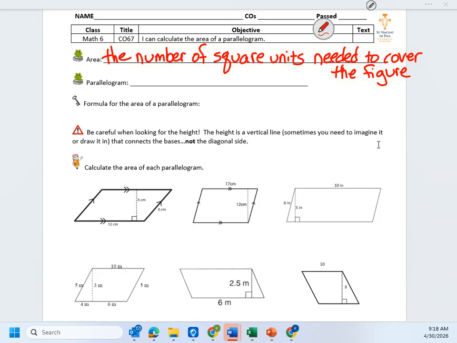So a parallelogram is a quadrilateral, like a rectangle. So it's got the four sides. And this has two pairs of parallel sides.